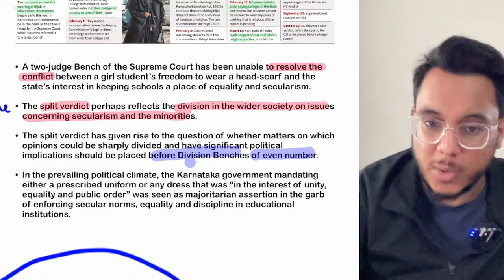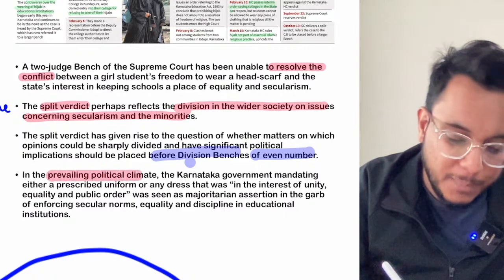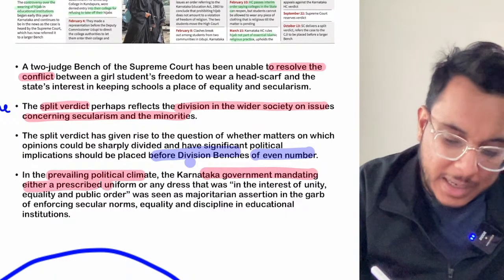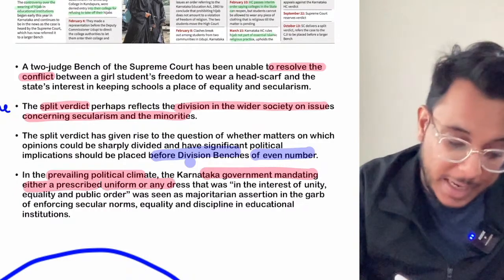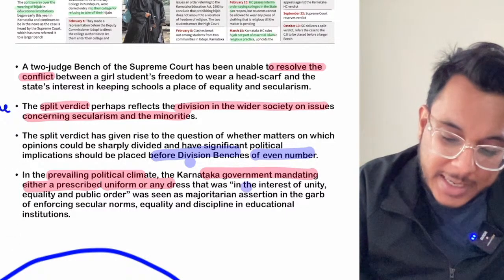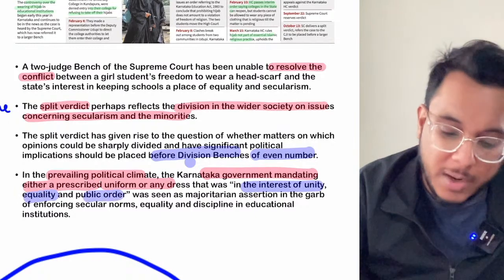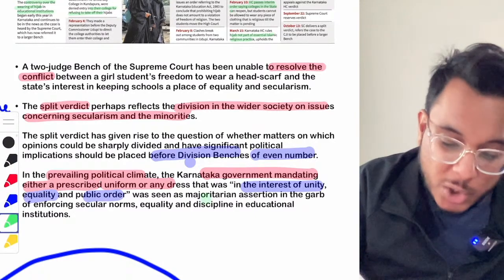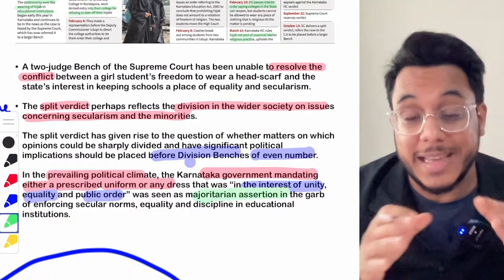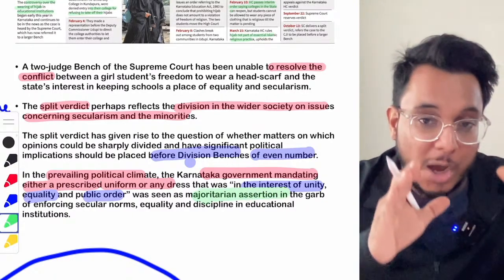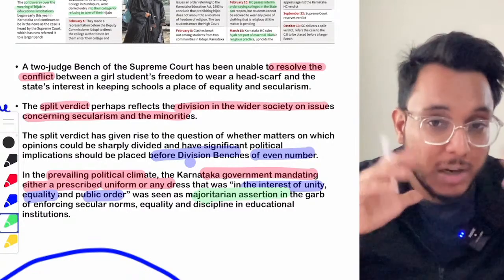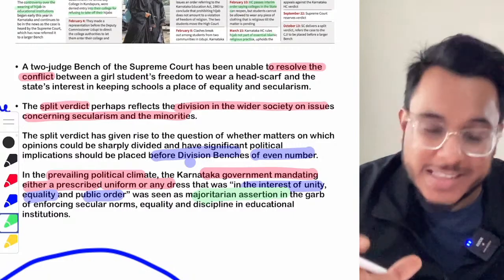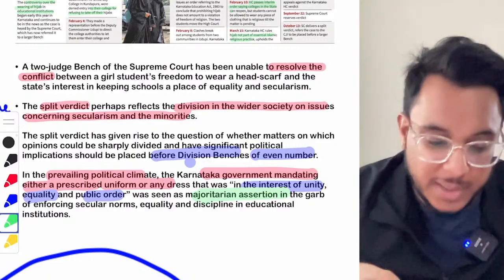Now it is also being said that when we see the prevailing political climate, the Karnataka government had mandated a uniform code, and the Karnataka government had said that it is in the interest of unity, equality, public order. But many a number of times it is just being seen as a majoritarian assertion. It is being said that what the majority believes or feels is being imposed on the minority. So there is a mistrust coming, there is a suspicion coming.